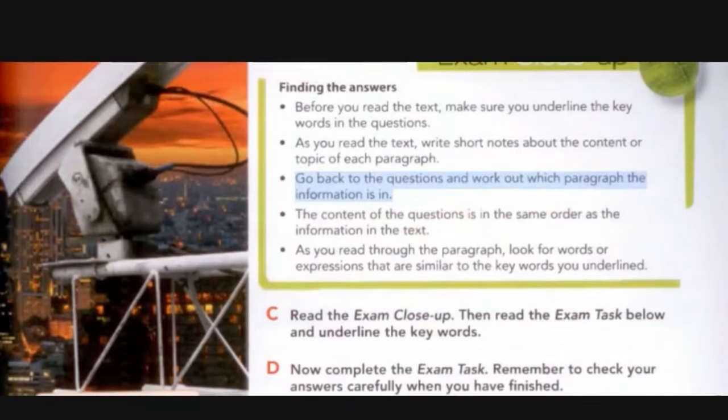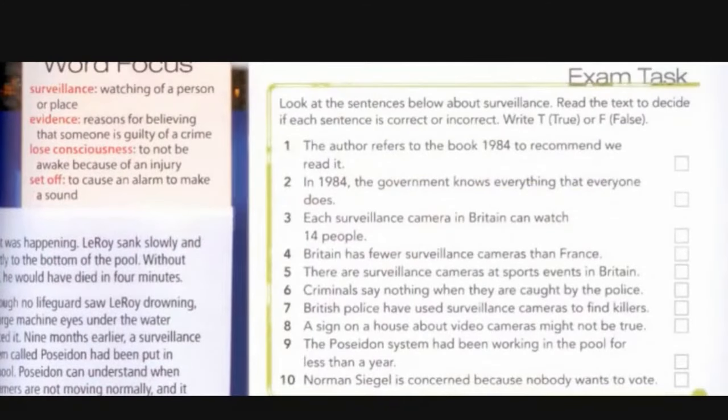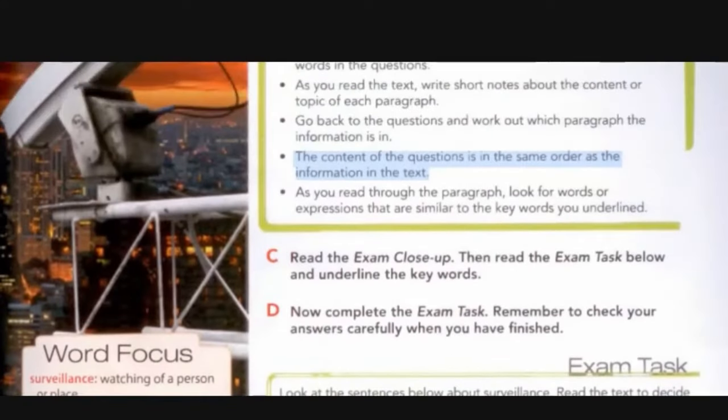The content of the questions is in the same order as the information in the text. That means, for example, number one is in paragraph one. Numbers one and two are both in paragraph one, number three is in paragraph two. They follow the order: paragraph one, two, three, four, five, like that. They won't be jumbled up, jumping from one to three and then back to paragraph two. They are not jumping around.